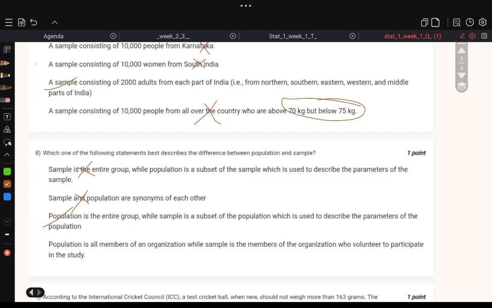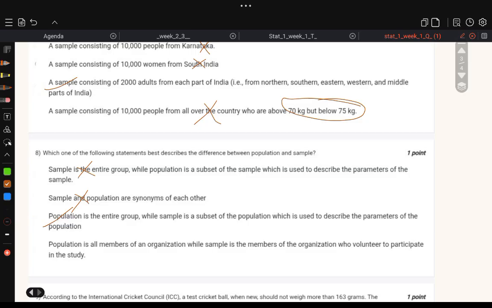Basically what it's saying is, the third option: population is the entire group while sample is a subset of the group which is used to describe the parameters of the population. This, I guess, is correct.